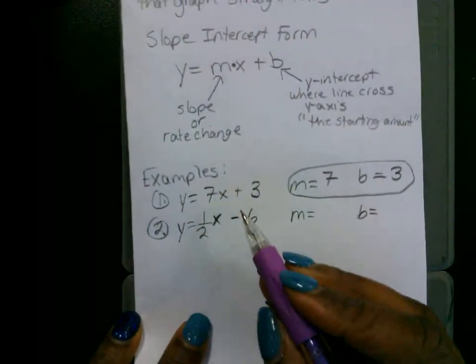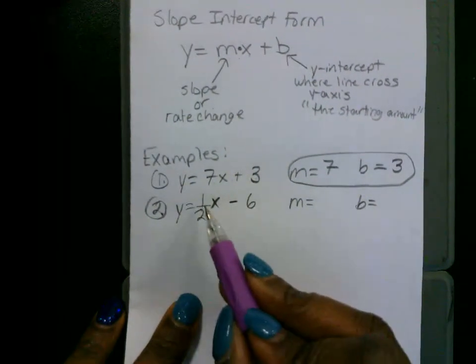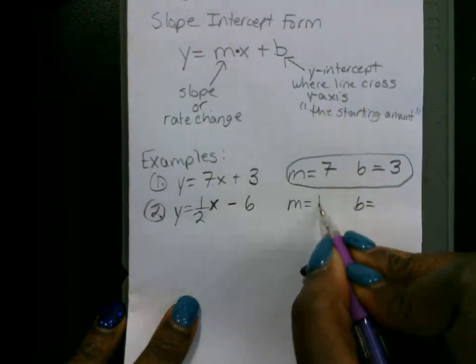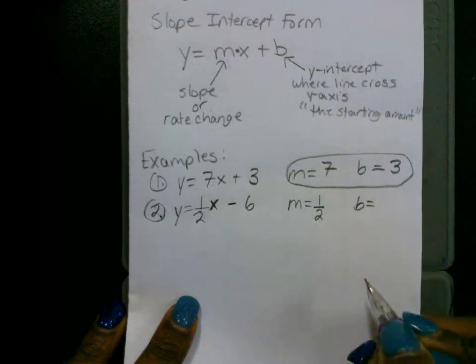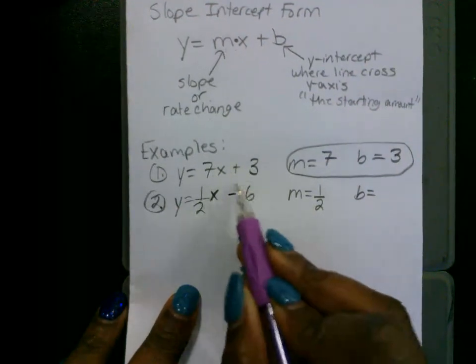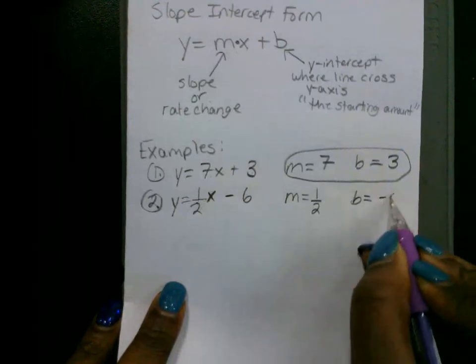So here, the number that's attached to the x is 1/2. So m is 1/2. The number that has no variable attached to it is minus 6. So b is negative 6.